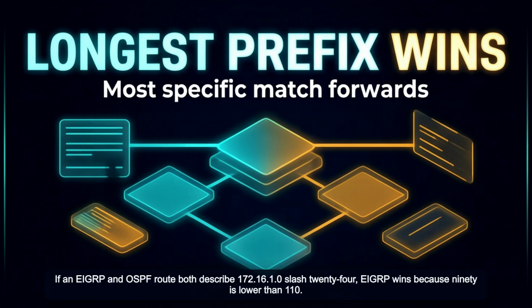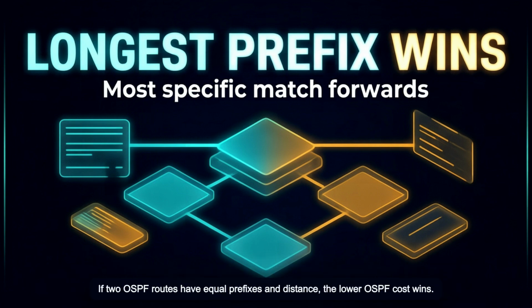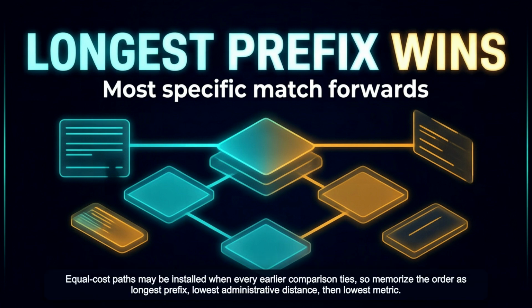If an EIGRP and OSPF route both describe 172.16.1.0/24, EIGRP wins because 90 is lower than 110. If two OSPF routes have equal prefixes and distance, the lower OSPF cost wins. Equal cost paths may be installed when every earlier comparison ties, so memorize the order as longest prefix, lowest administrative distance, then lowest metric.